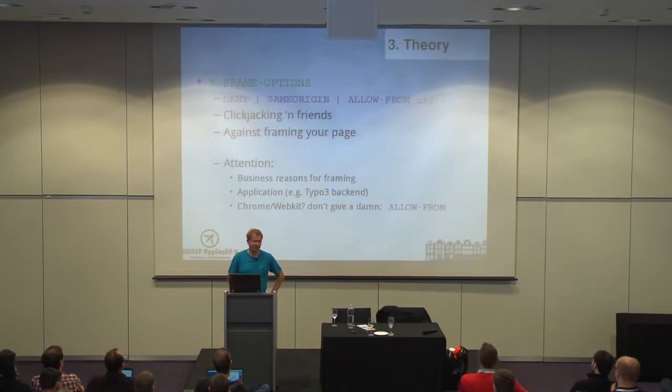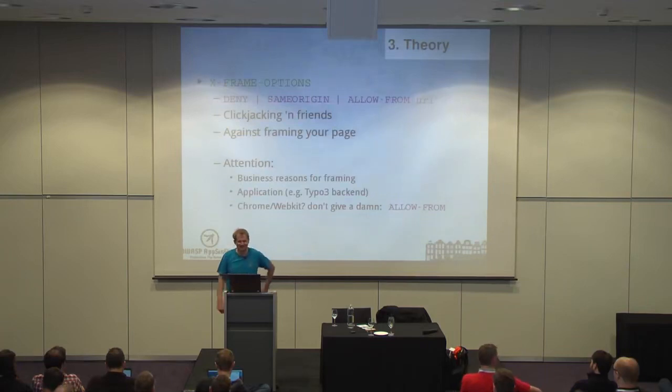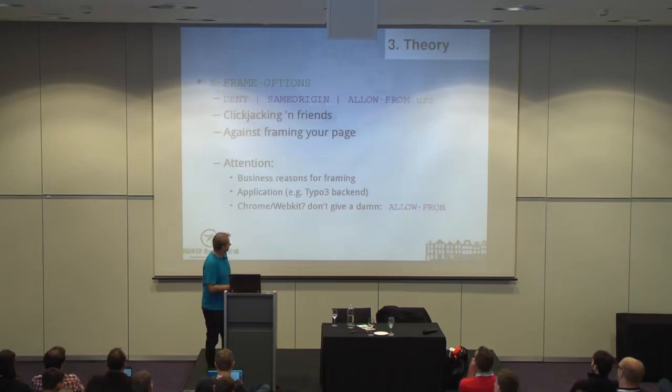X-frame options. Okay, it's against clickjacking. Everybody knows it. It's a good thing to add. There are a couple of options: deny, same origin, allow from URI. Allow from URI is not honored by Chrome. The best bet is always, if things work and no business reasons are against it, to use same origin. Because, for example, the TYPO3 backend is a typical example, which does a frame into its own website. If you do deny, it doesn't work at all.